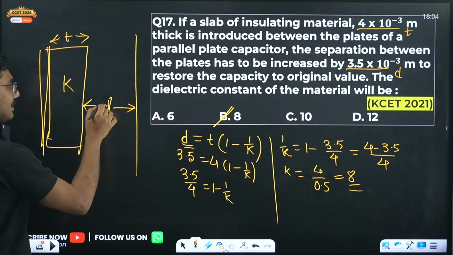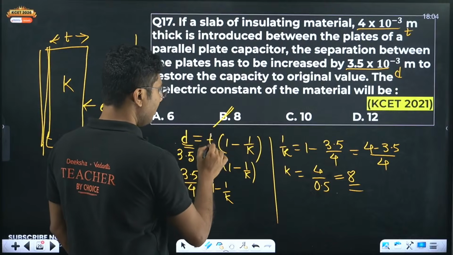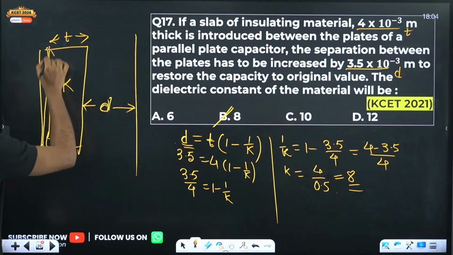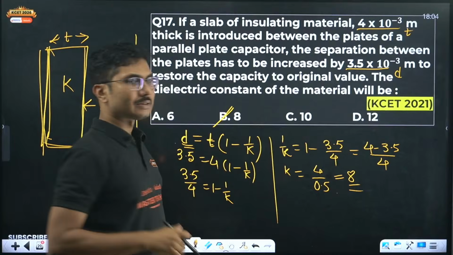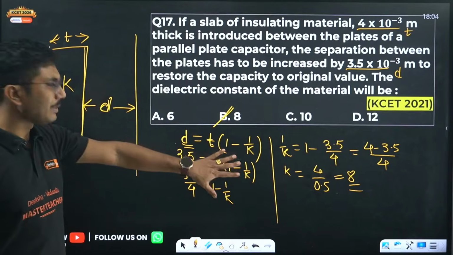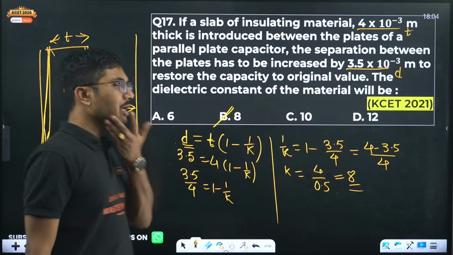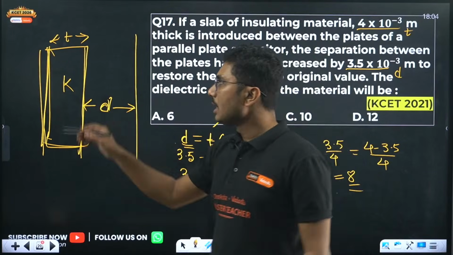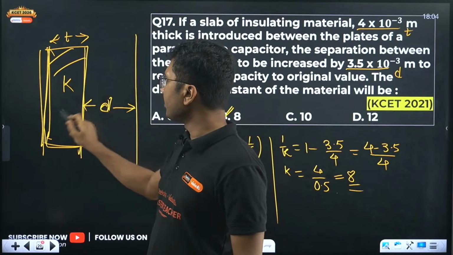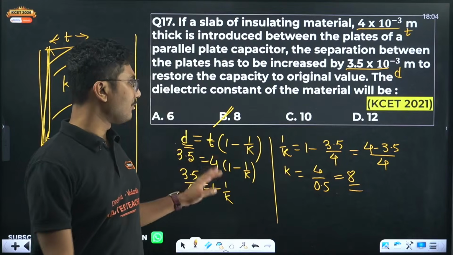To find this distance, you have to use D is equal to thickness T of the dielectric slab, into 1 minus 1 by K. This is a formula. This can be derived using theory, but again we do not have the time to solve using theory in the exam. So if you remember this formula, that will save you a lot of time.